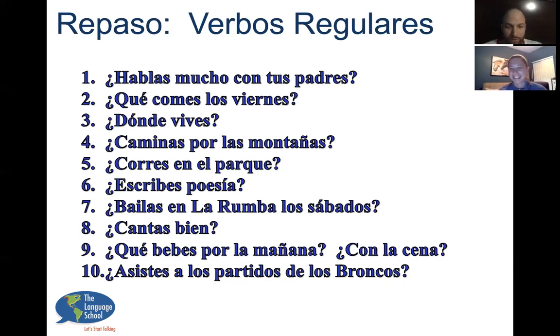¿Qué bebes? Está bien. ¿Qué bebes en la ducha? En la ducha, muy bien. Sí, sí, la ducha es el mejor micrófono. ¿Qué bebes por la mañana? Bebo el café por la mañana. ¿Y con la cena? Bebo el agua o el vino con la cena. ¿Asistes a los partidos de los Broncos? Sí. Asisto a los partidos de los Broncos.